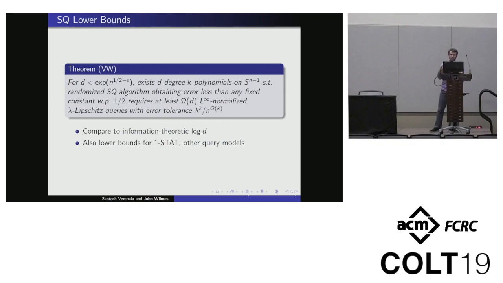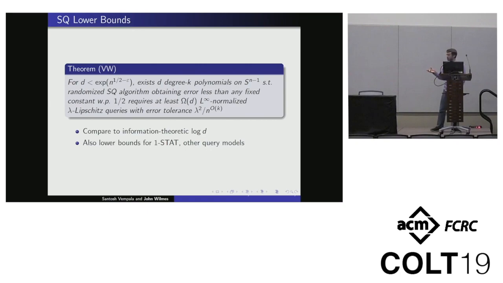there are families of size d of degree k polynomials on the sphere Sn, so that if you want to learn these using a randomized SQ algorithm, you'll need order of d queries, where the queries have tolerance of the order n to the minus k. And this compares then to an information theoretic lower bound of log d, so this is sort of an exponential gap there. And there are lower bounds then also for the honest one-stat oracle, and other query models.